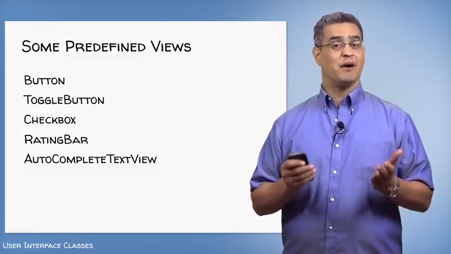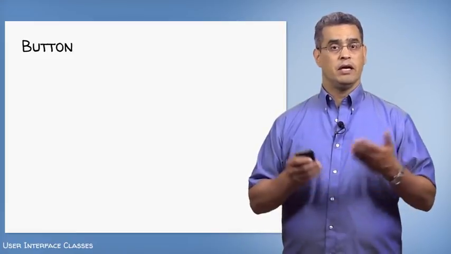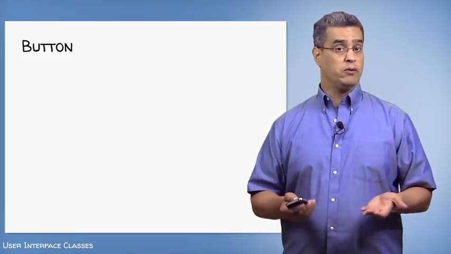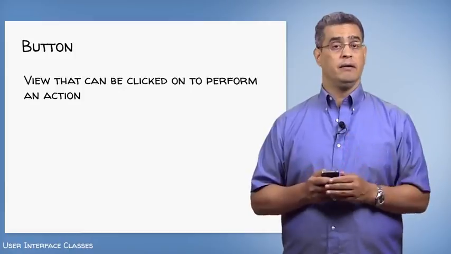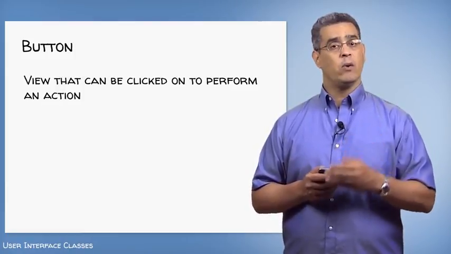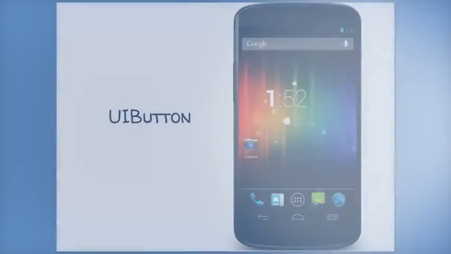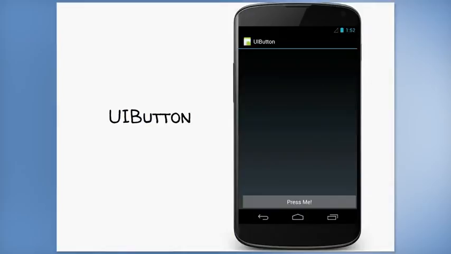So we've seen lots of buttons already in this class. A button is just a view. It's usually a somewhat small view that users can click on to start or to perform some action. Let's see one in the UI button application. As you can see, it's called UI button, and it has a single button at the bottom of the screen. And that button is labeled Press Me.